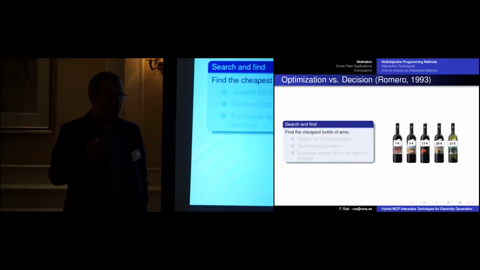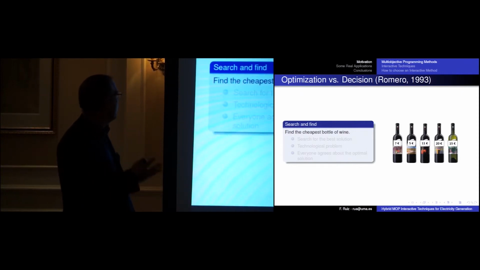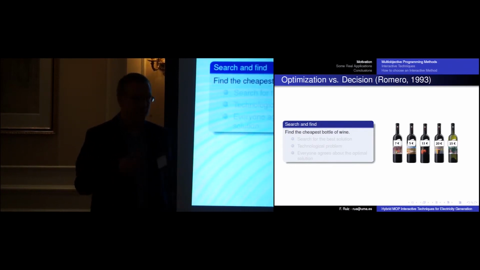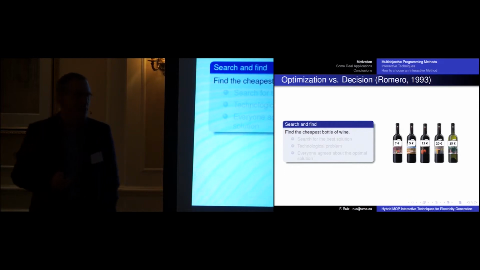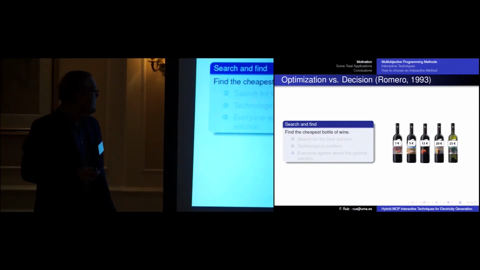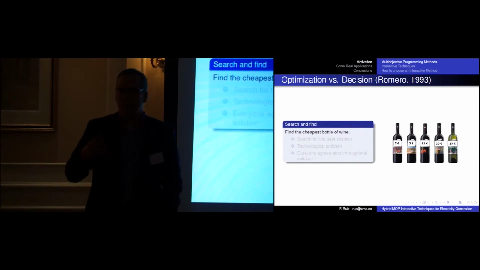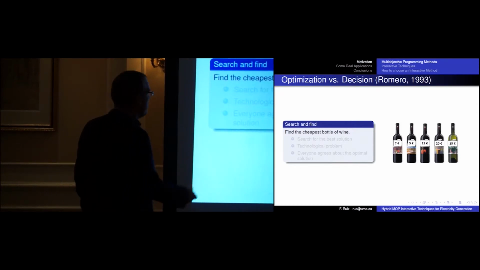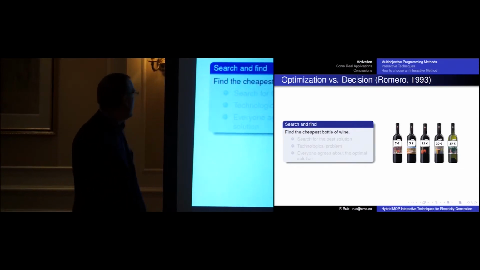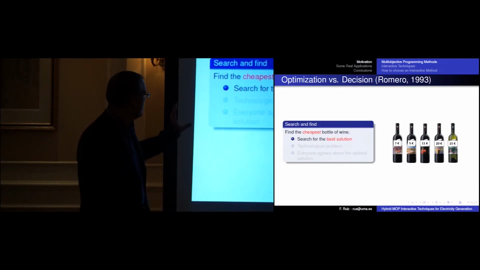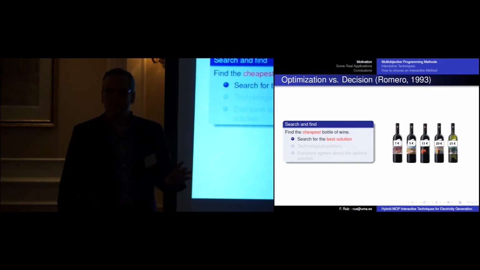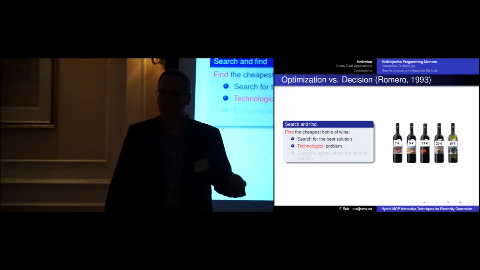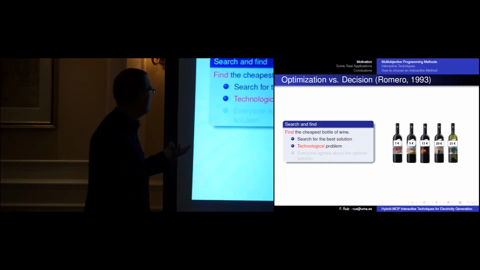Well, first of all, I'd like to define what we understand as a decision problem as opposed to a classical optimization problem. This comparison can be found in the book of our colleague Carlos Romero. A classical optimization problem would be finding the cheapest bottle of wine in the shelf of a supermarket. So we have the set of all feasible bottles that are the bottles that are there, and we have a problem. The problem consists of searching the best solution, and this is what we call a technological problem. So we have to have some algorithm that helps us find this solution.